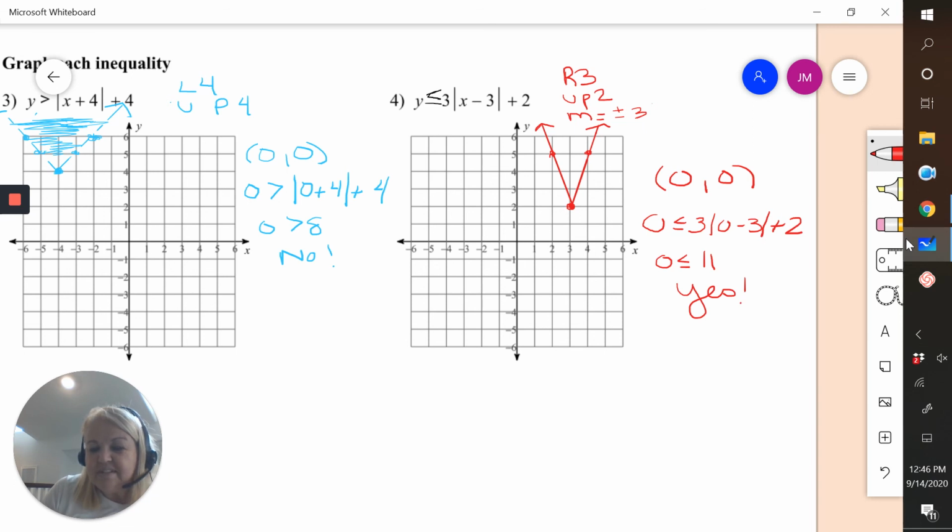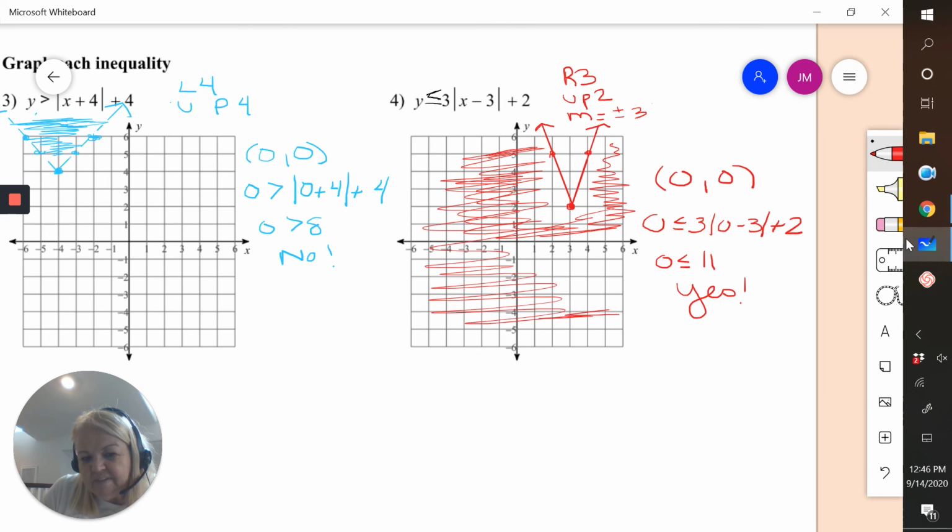So since 0, 0 worked, we shade everything outside the absolute value graph forever and ever and ever. Every point out here is a solution to this inequality. If not, you would have shaded inside the absolute value graph. So every point outside plus the points on the line are solutions to that inequality.